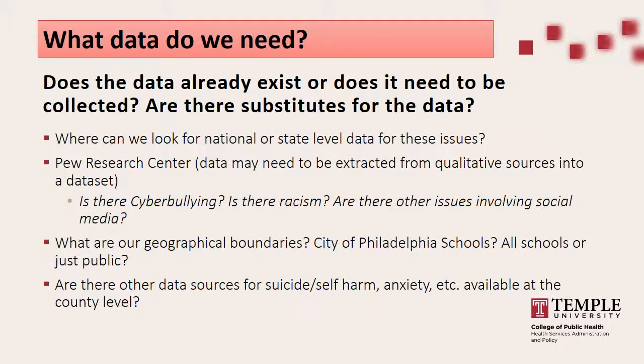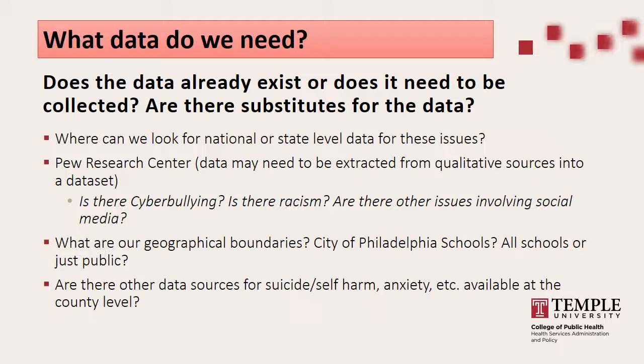What data do we need? Does the data already exist, or does it need to be collected? Are there substitutes for the data? Can we go out and look at national rates and then figure out what the rate would be down at the city level or the county level? Where can we look for national or state level data for these issues?